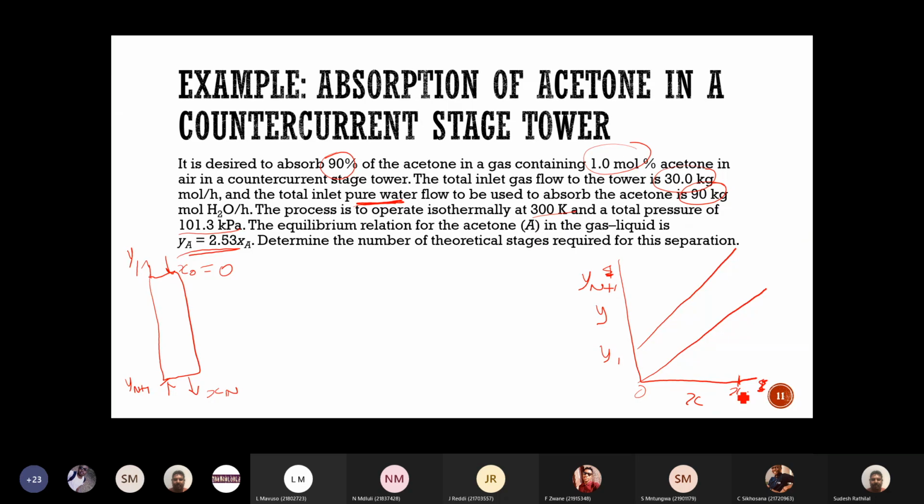Now I need all these values in order to know how to do the stepping off on the graph. So what I want you to do now is take a few minutes to do the material balance and tell me what the values are for x0. Well, x0 we know is 0. Tell me what yn plus 1 is, what xn is, what y1 is. Once you have that, we'll be able to put it into the graph. I'm going to give you a few minutes, you're going to work through that, and then we'll come back and discuss further.